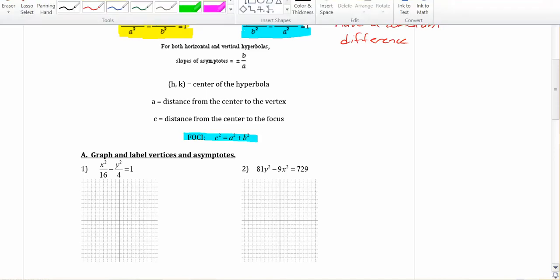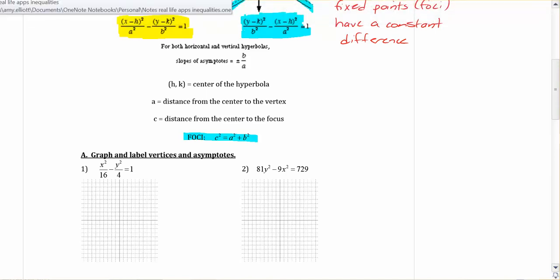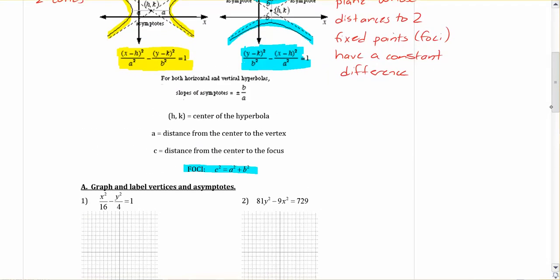So let's go to draw. It says graph and label the vertices and asymptotes. If I look at number 1, I have x squared over 16 minus y squared over 4 equals 1.